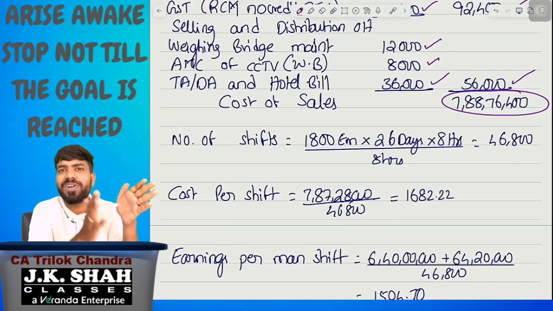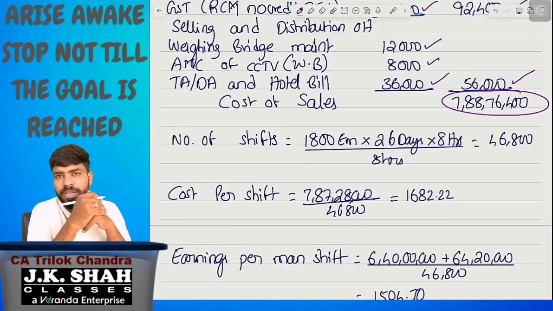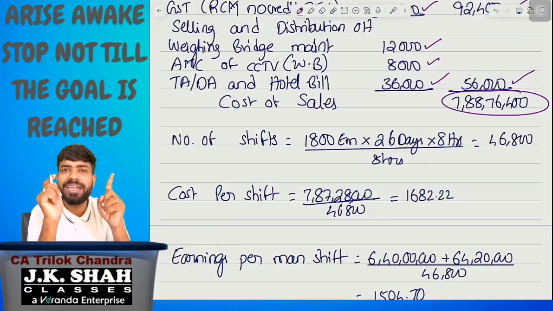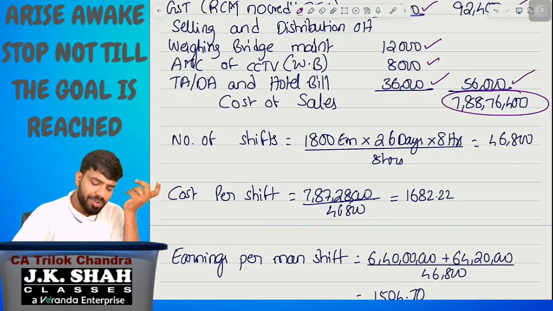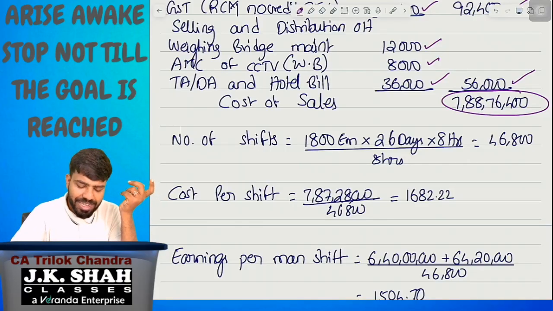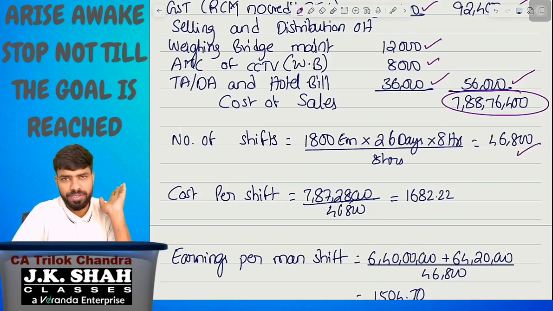1,800 employees are working for 26 days and 8 hours. 8 hours will be one shift. So simply, 1,800 employees into 26 days into 8 hours divided by 8 hours. 46,800 is the number of shifts.